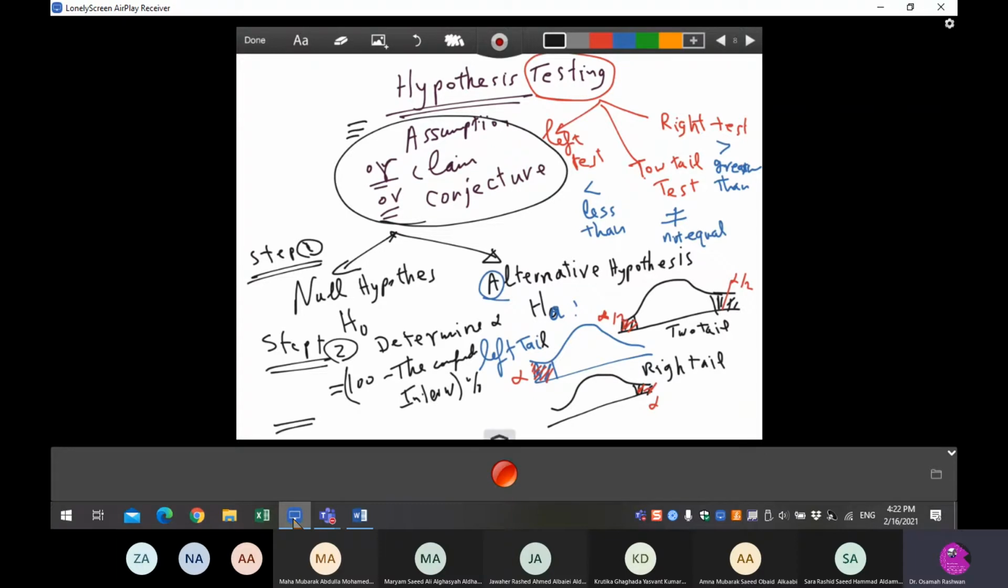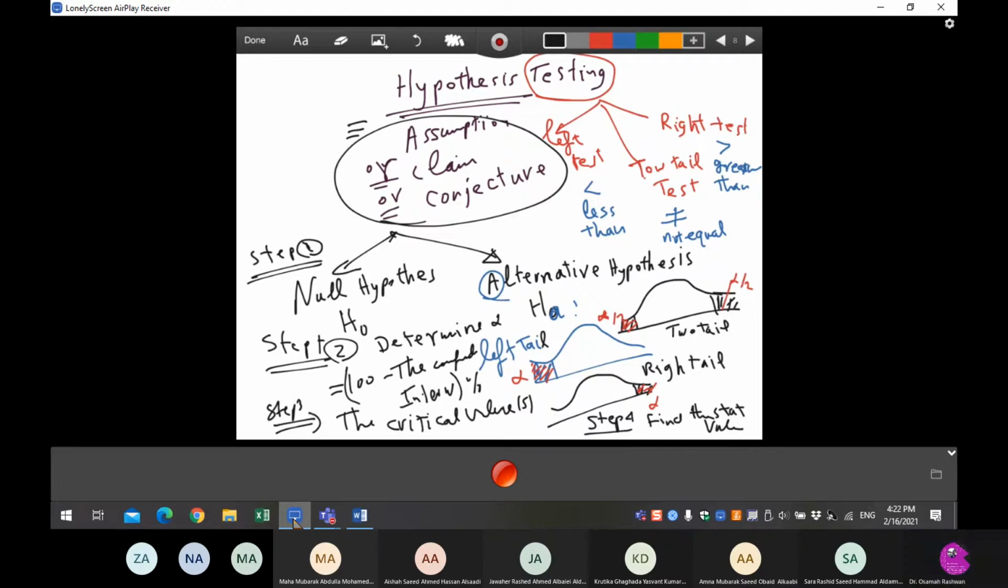And step 3, find using the table the critical value here. The critical value could be 1 or could be 2 in the two-tail, right? Step 4, find the stat value using the test formula. Okay, so you have this one.